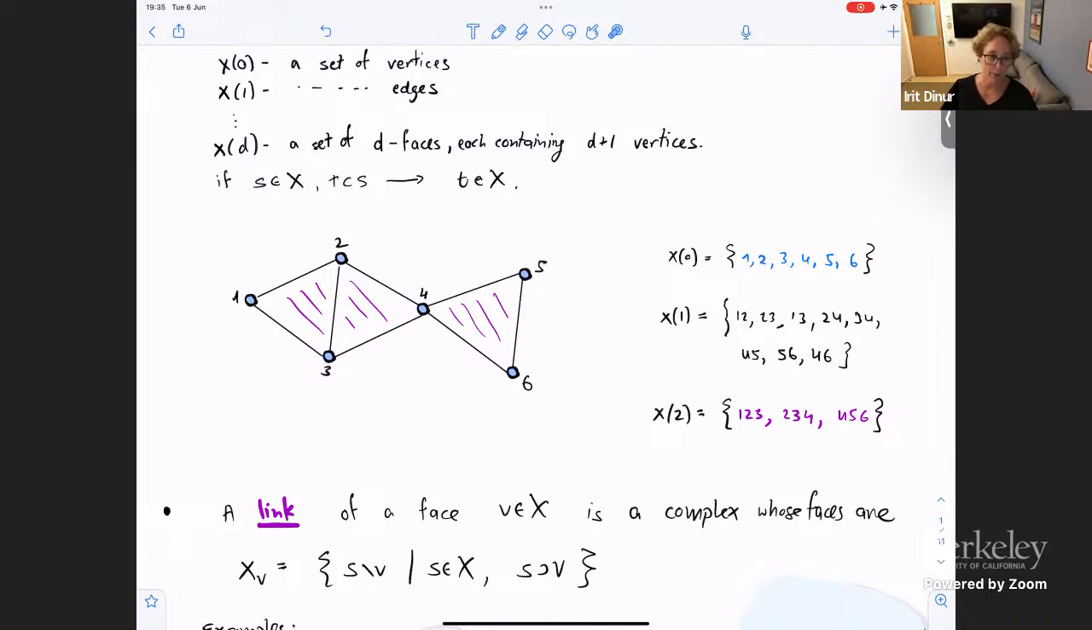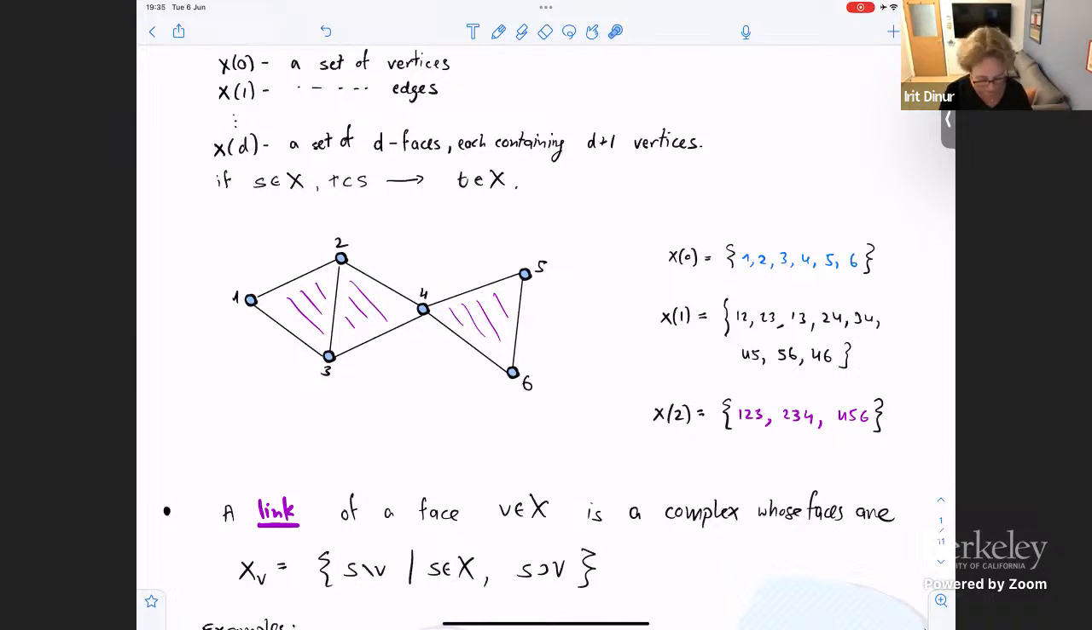So in a simplicial complex, there is this notion of a link, which is like a neighborhood of a face. If you have a face V, you can think of V as a vertex, but more generally, it can be a face of a larger dimension. Then the link is obtained by looking at all the faces S in your complex that contain V, and then the link is comprised of these faces, but when you remove V from them.